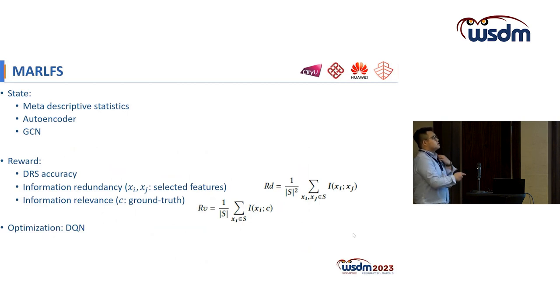And with the selected features, the reward function is set as the sum of deep recommender system's accuracy and some mutual information, including the redundancy and the relevance. The information redundancy could evaluate the similarity between the selected features I and J. In this way, we could figure out whether we have selected too many similar features and thus the feature set is redundant. And the second one is information relevance. We compute the relevance for every selected feature with the ground truth to figure out whether the selected features are useful. And the final optimization is conducted by DeepQNet.